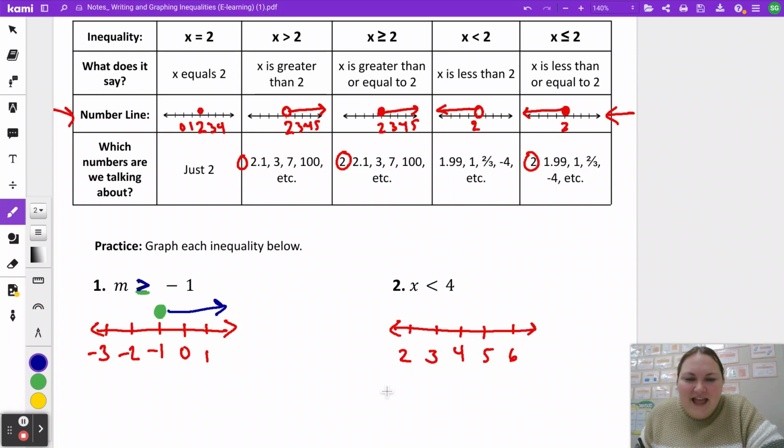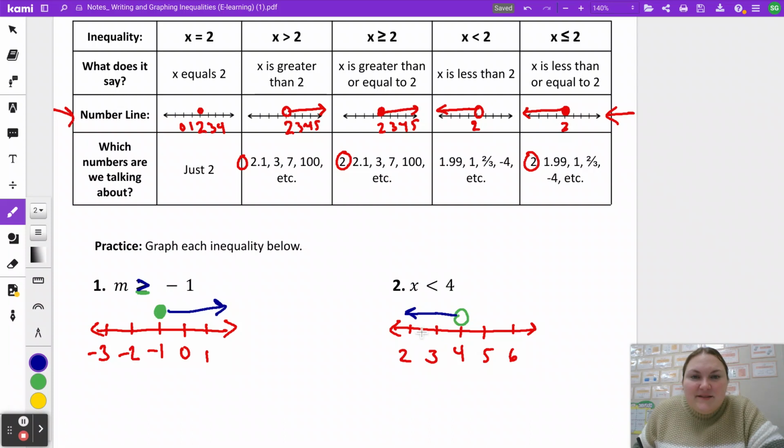And then for number 2, we've got x is less than 4. Because x is less than 4, that means I'm not talking about 4, only numbers that are less. So I'm using an open circle this time. And then the numbers that are less than 4 would be numbers in this direction, like 3 or 2.